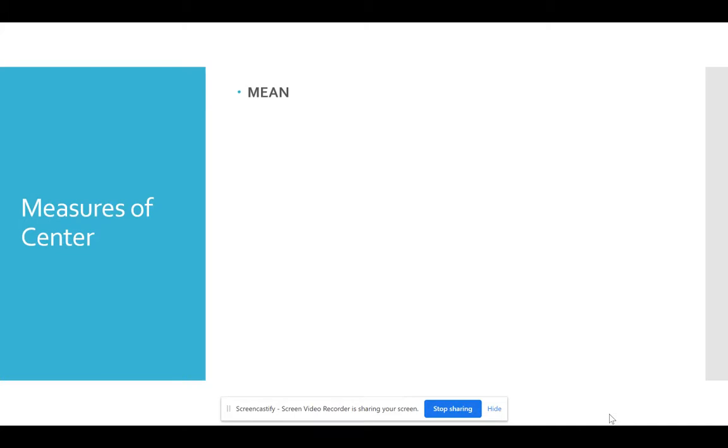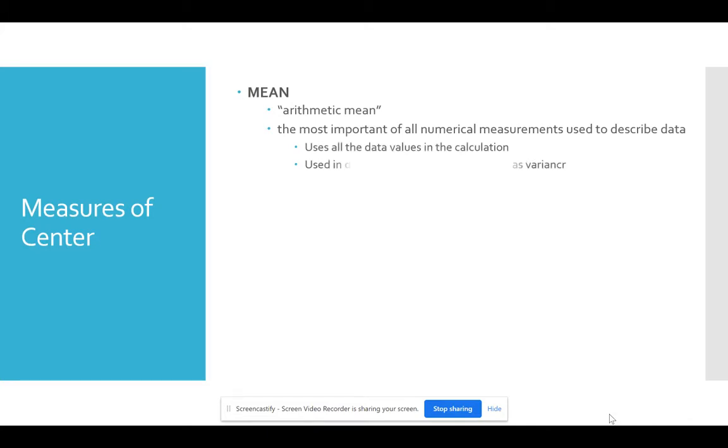The first one is the mean, which is what most people refer to as the average. It is technically the arithmetic mean. Of the 3 measurements, it is the most important because the mean is used in other statistical calculations, and the calculation of the mean involves all of the data. So it is the most important of all the different measures of center because it does use all of the data and it's used in other calculations such as the variance.